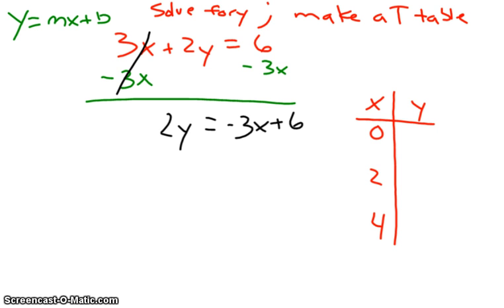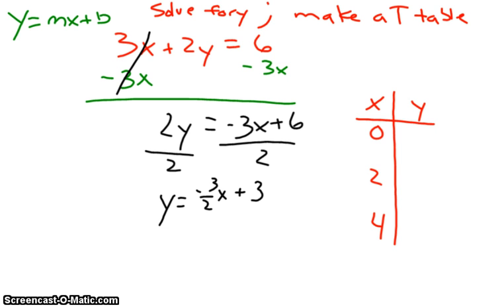Well, I need to get y by itself, so I divide by 2. And I divide this by 2, which means I'm dividing every part by 2. So y equals negative 3 halves x plus 3. All right, so there's my solution solving for y.